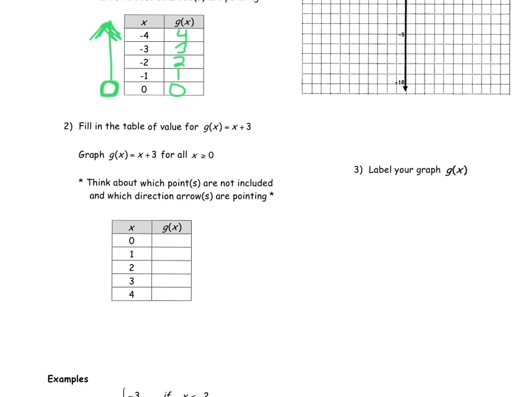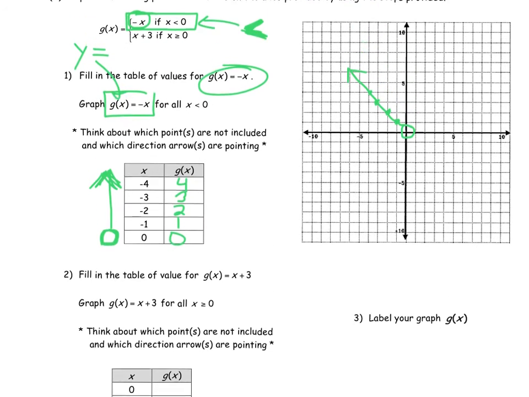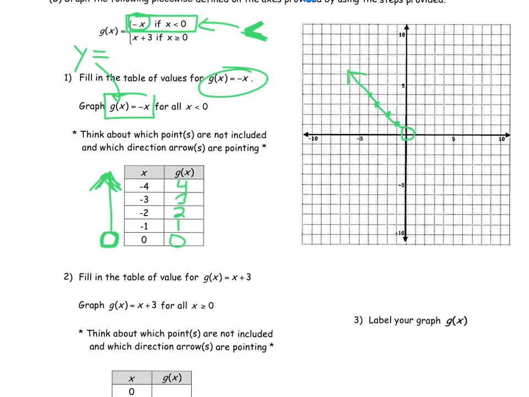We want to fill in the table for g of x equals x plus 3. So if we just quickly look back at this piecewise function, g of x equaling x plus 3, that's now the bottom part. So now I'm looking at plugging in for y equals 3 on my calc for all values where x is greater than or equal to 0. Because it's greater than or equal to, we get that closed circle. So I'll write that here again.